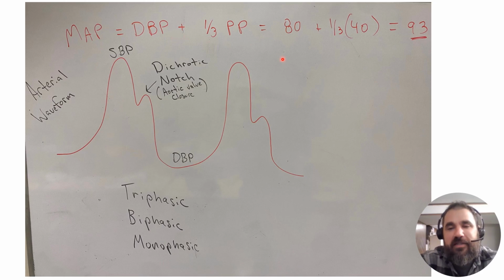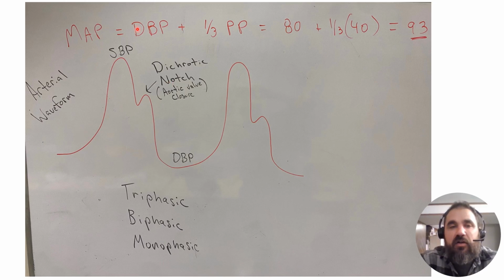We know pulse pressure is systolic blood pressure minus diastolic blood pressure. The pulse pressure can be widened or narrowed, and you'll learn all the different causes of that later. But to measure our average pressure, we take our diastolic pressure and add 1/3 the pulse pressure. So if your blood pressure is 120 over 80, we take 80 plus 1/3 of 40, which is 13. So 80 plus 13 equals 93. That would be the MAP if your blood pressure is 120 over 80.